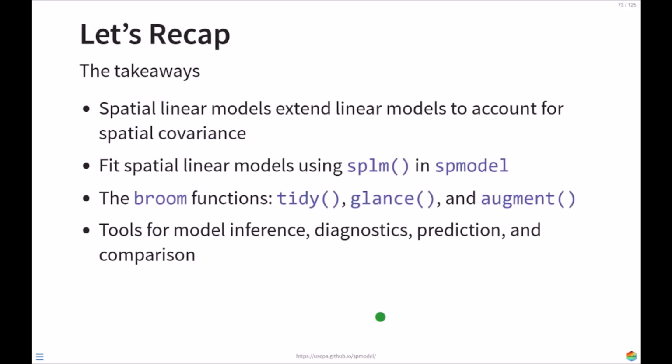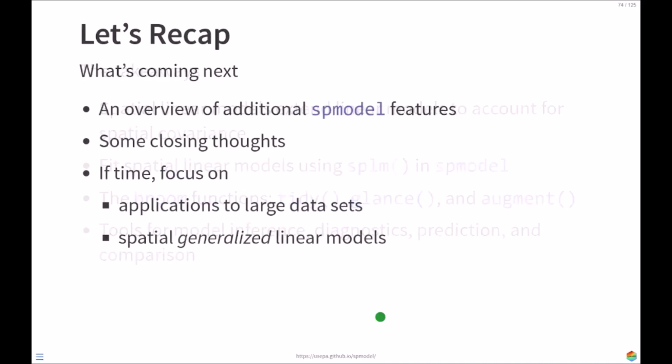Okay, so takeaways. Spatial linear models extend linear models to account for what we call spatial covariance. We fit these using the SPLM function in spmodel. The broom functions are particularly helpful for understanding more about our model: tidy, glance, and augment. And then there are all sorts of tools for model inference, diagnostics, prediction, and comparison in spmodel. What's coming next? I'll give you a quick overview of some additional spmodel features and end on some closing thoughts.